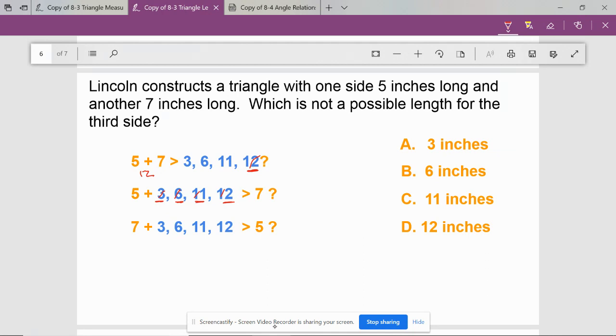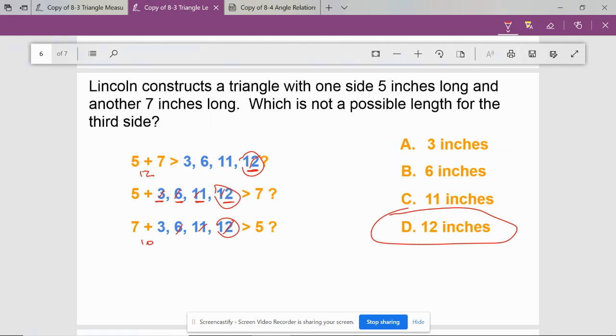How about 7 plus 3? That's going to be 10. Is 10 greater than 5? Yes. 7 plus 6? No. 7 plus 11? No. 7 plus 12? No. Which one did we cross off every time? So our answer is D, 12 inches. It could be 3 inches, 6 inches, or 11 inches, but it cannot be 12. So we can have a triangle that's 5 inches long, 7 inches long, and 3, 6, or 11, but it cannot be 12.